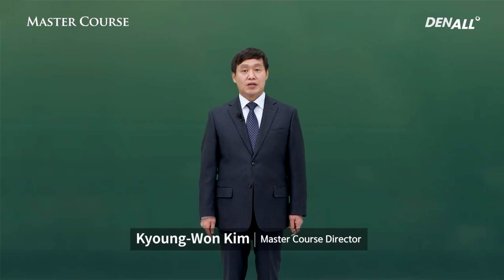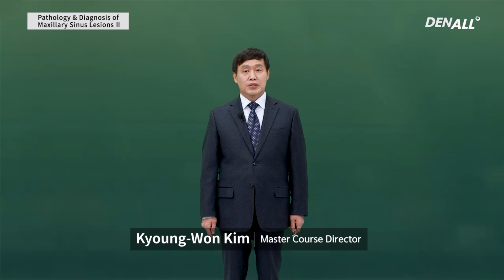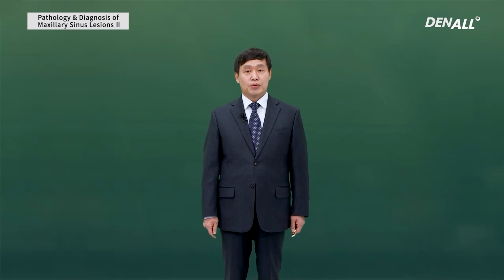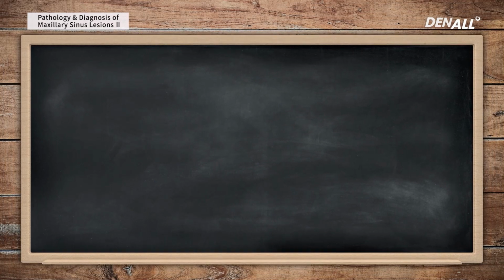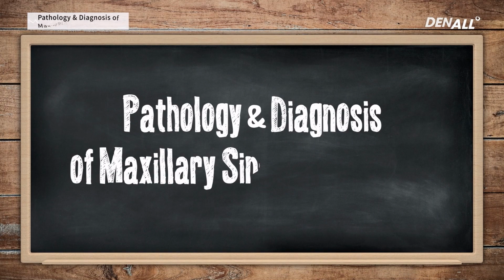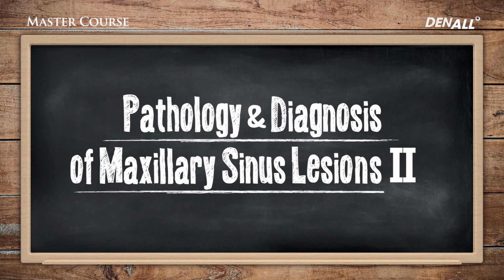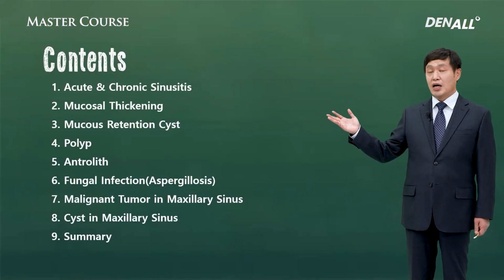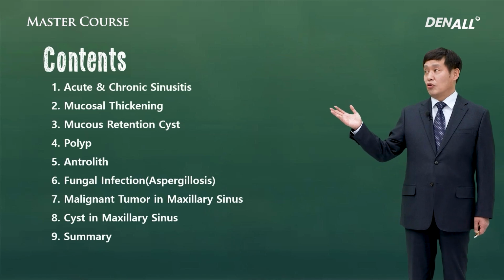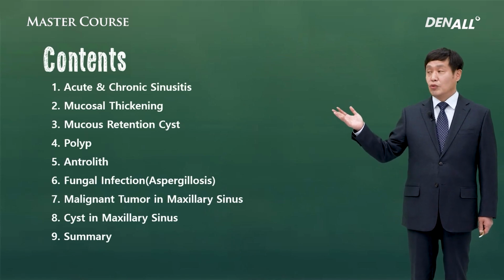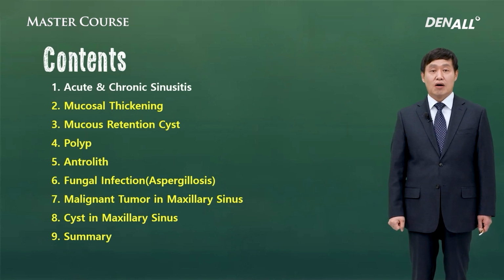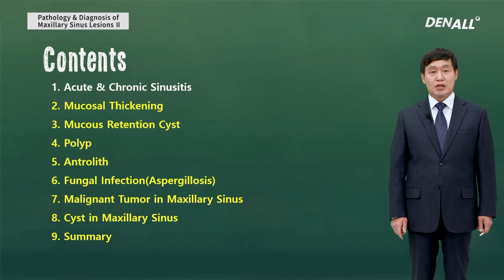Today I'm going to look at different lesions within sinus in terms of pathology and diagnosis. As mentioned, there are many different lesions within sinus. I talked about sinusitis in the previous lecture, and today I'm going to talk about mucosal thickening and mucus retention cyst and other different lesions. I'm going to talk about the clinical cases that I've done and explain how it is shown on a panoramic image and CT.